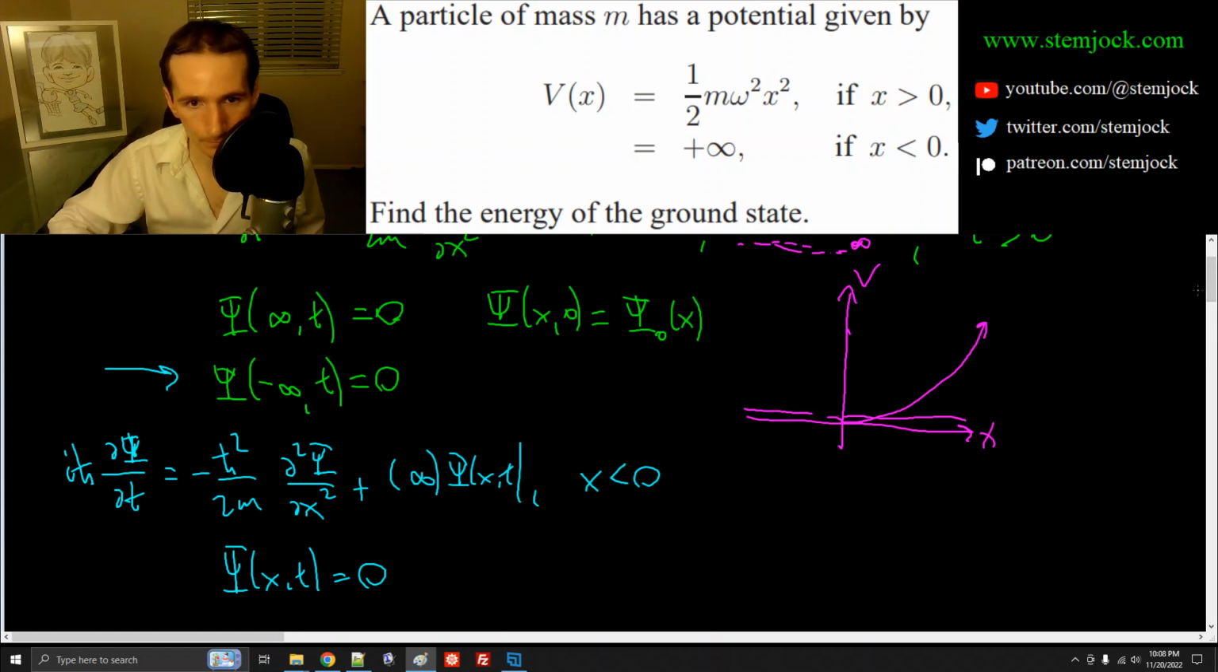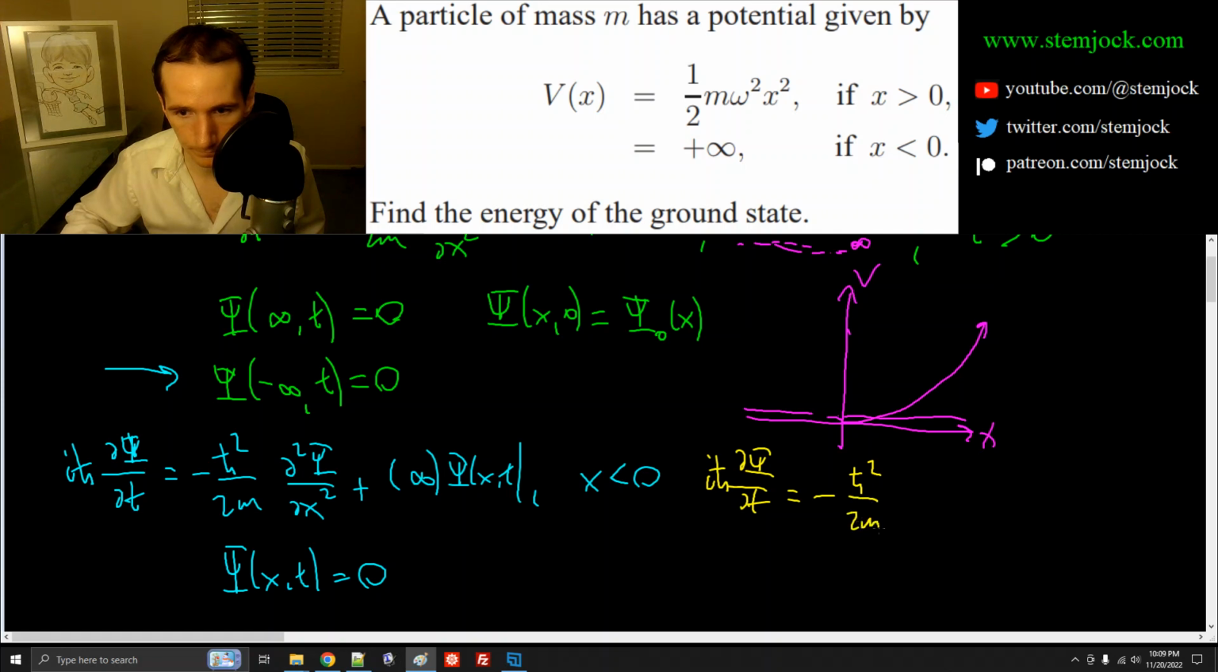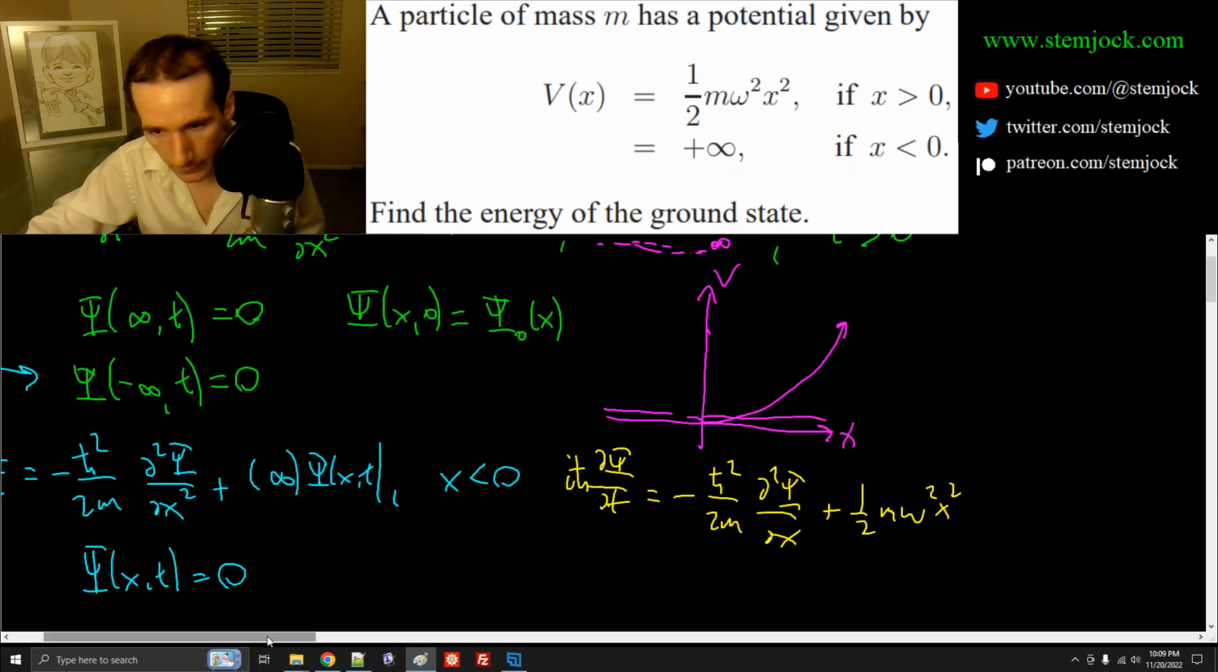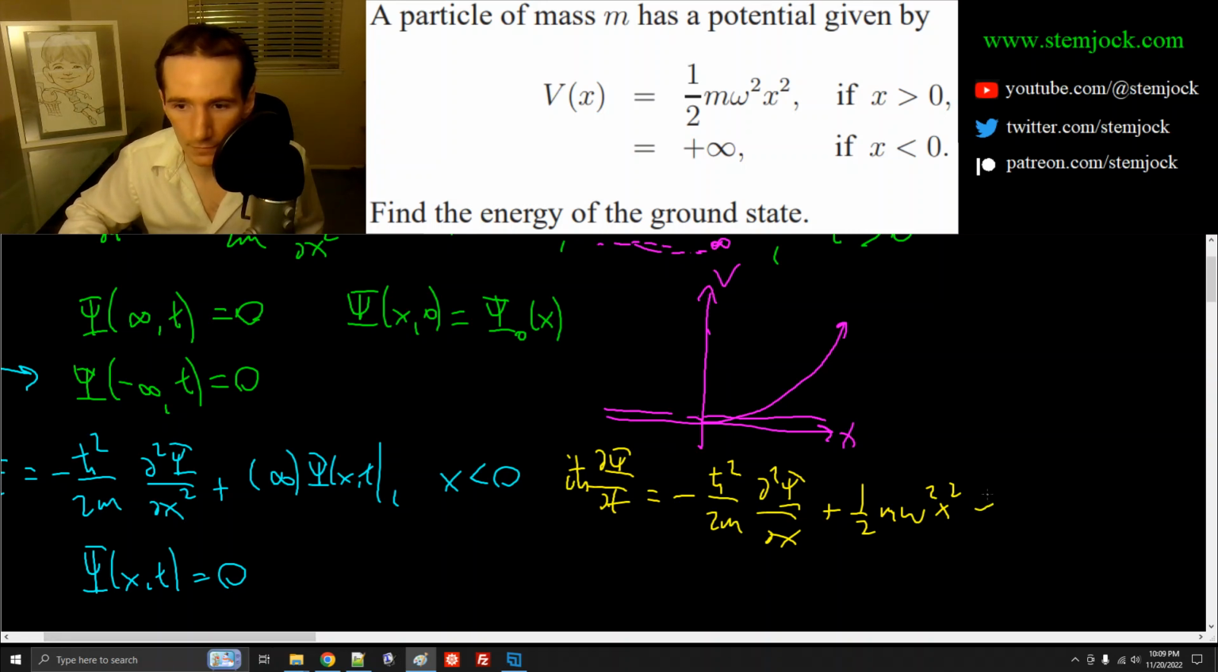All right, so now I'm going to solve the Schrodinger equation for x greater than 0. i h bar equals second derivative, and now plus 1/2 m omega squared x squared, and also psi(x,t), and this is for x greater than 0.